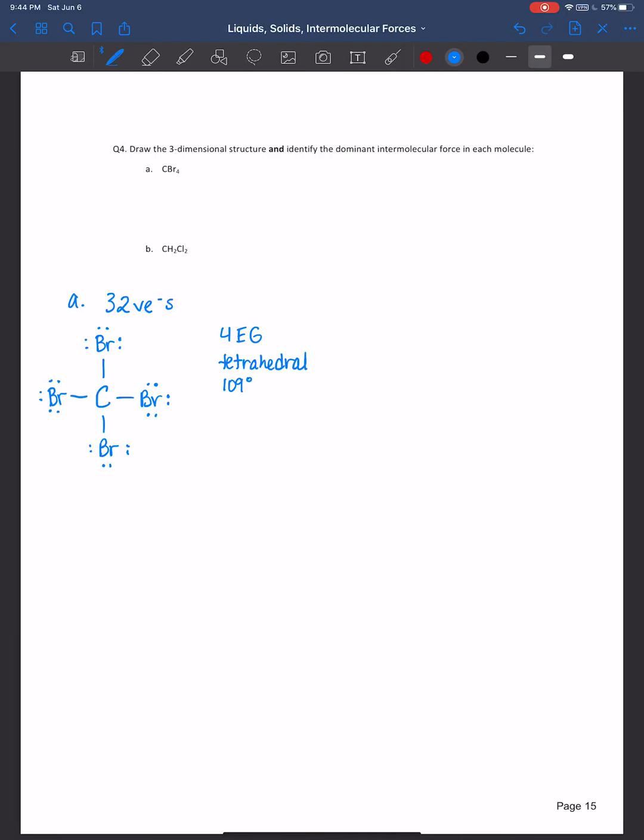Now, it's important that we draw it in 3D, and obviously the question actually asked that as well. We went 3-dimensional, which means we have to use bold and wedged lines if it's needed. In this case, it is. So for tetrahedral, 2 of them are in the plane of the paper, 1 is bold, coming at you, and then 1 is dashed, going into the paper. So this is what tetrahedral geometry looks like.